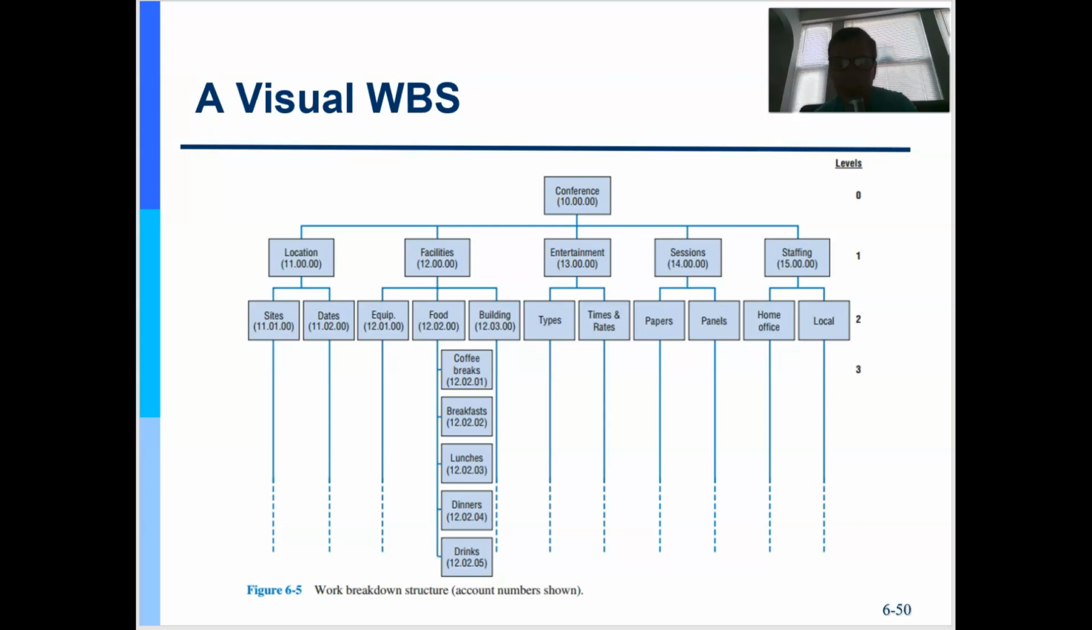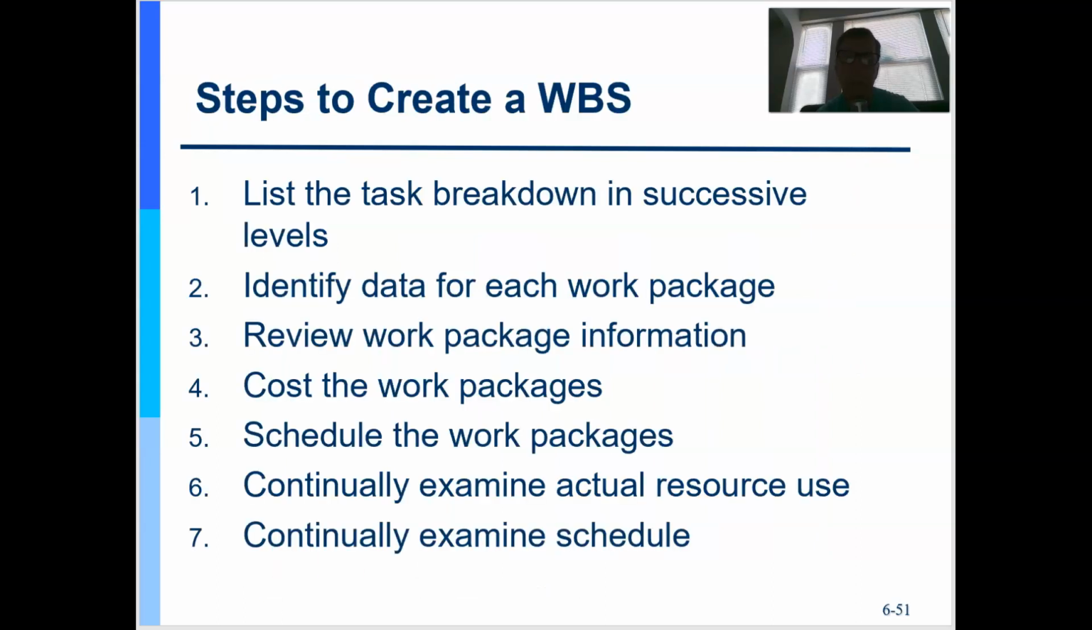Notice the facilities need to have equipment, food, and a building. We need to accommodate coffee breaks, breakfast, lunches, etc. You see how you're further detailing down. Here is the scope, in essence, at the very top of the work breakdown structure, and you're breaking it down to its lowest level, which is called a work package, the lowest level of a work breakdown structure.